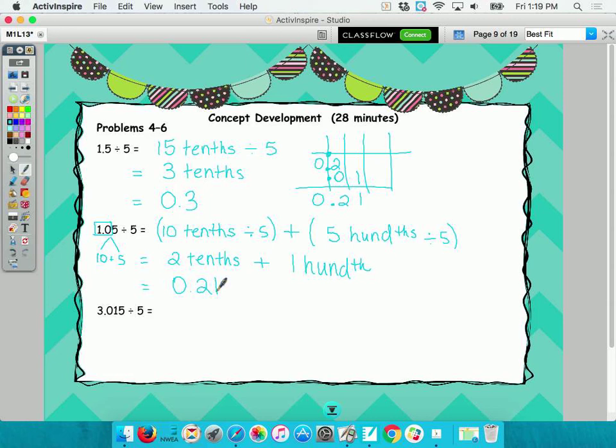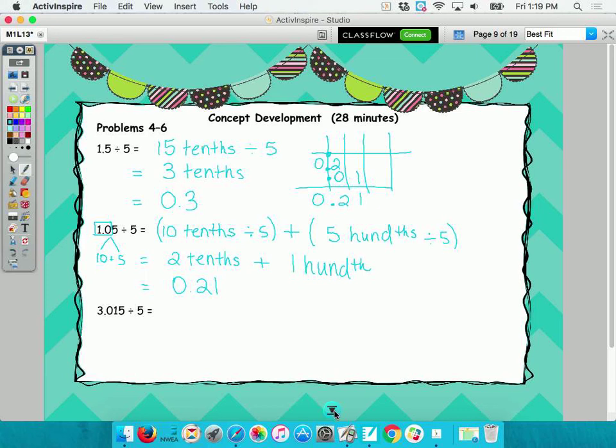Well, actually, I had to make sure I had them in the right place value. So the answer to 100 500ths divided by 5 is 21 hundredths. Okay? We just broke it apart to make it easier. You need to sit still, Jose.